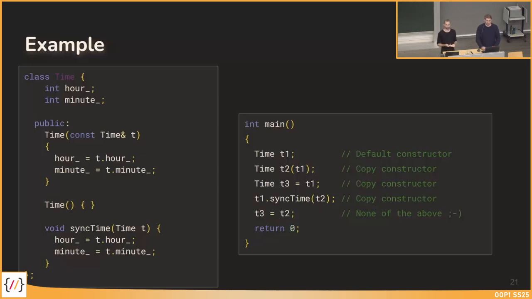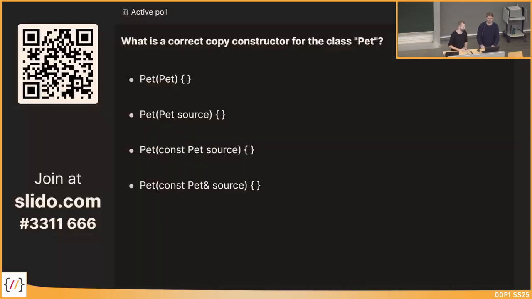Okay, any other questions about the copy constructor before we conclude it with a quiz? Yeah, let's make the quiz and let's see how many got it. So we want to create a copy constructor for the class pet. This should be doable now after a discussion of like half an hour. So which of these copy constructors is a correct copy constructor for the class pet?